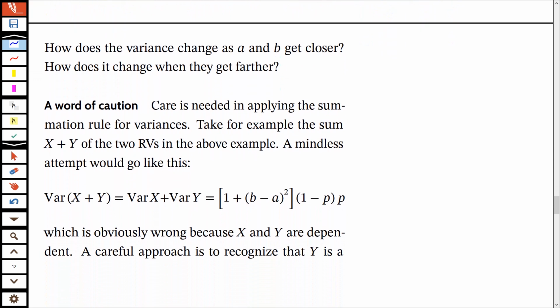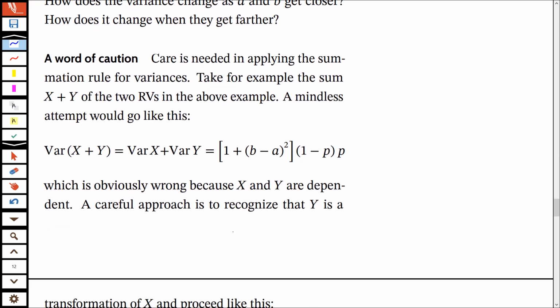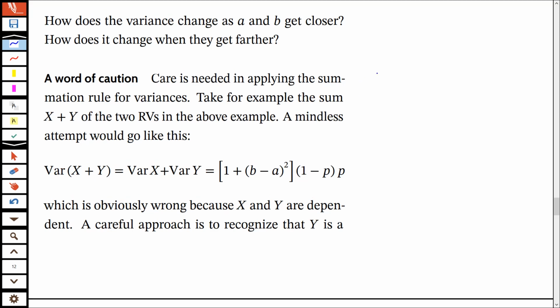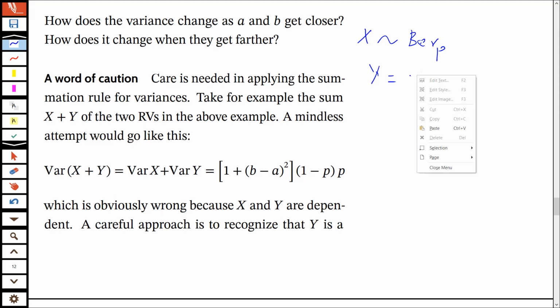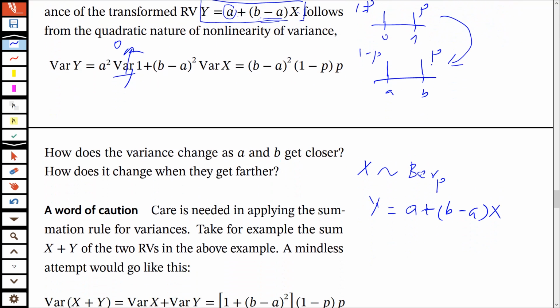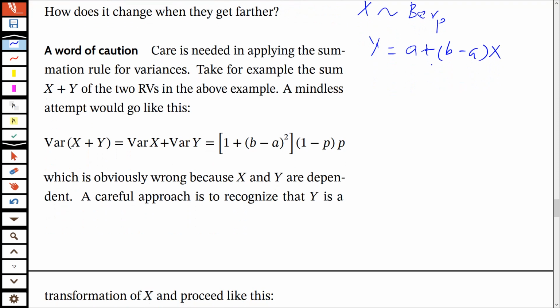You have to be very careful. I have included a trick question here. Let's pick the same variables from the previous example. In the previous example, X was Bernoulli distributed with probability p of success, and Y was a transformation, the 2-point distribution. It was a plus (b minus a) times X, if I remember correctly. So I have two random variables, and let's say I want to work out the variance of the sum. If I'm a mindless student or a teacher, what will I do? I will simply say, okay, the variance of X plus Y is the variance of X plus the variance of Y.